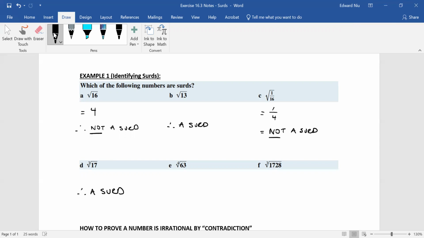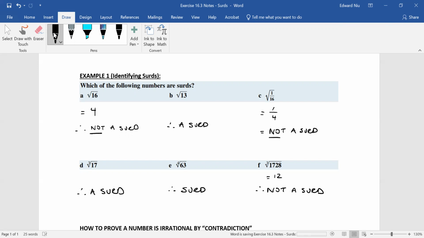The fourth root of 64 is also a surd because we get 2.82843, etc. So this is a surd with non-recurring decimals. And then lastly, here we have cube root 1728. This actually gives us an answer of 12. So not a surd.